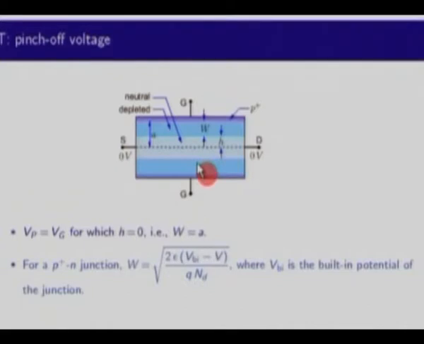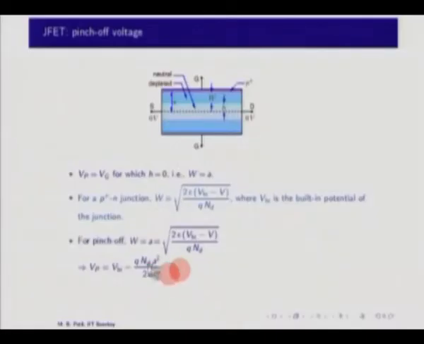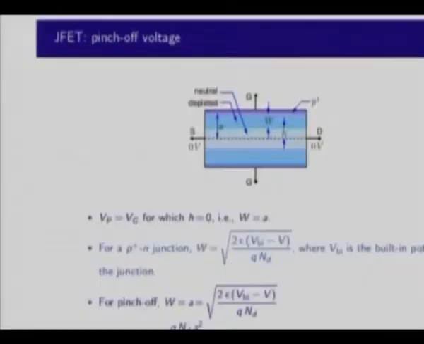Okay, so it's a simple matter now to put this W here and then find out what Vg is, and that Vg will be the same as the pinch off voltage. So we substitute this W here and that's it. Let me just zoom on this. Then we get this Vp equal to the built-in voltage minus Q Nd a squared by 2 epsilon.